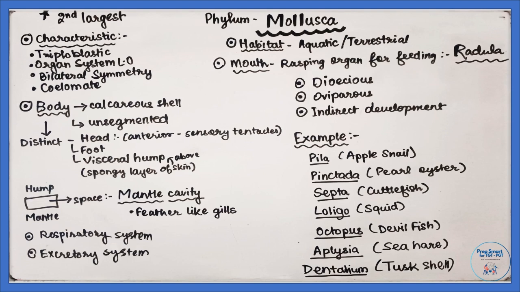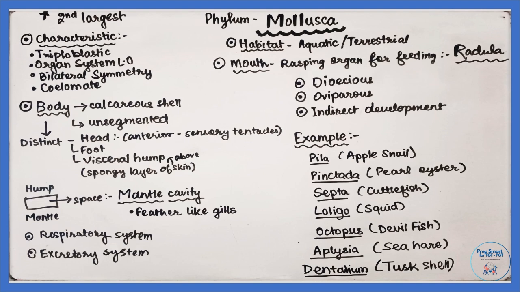Development is either direct or indirect. Some of the common examples of phylum Mollusca are Pila, that is apple snail, Sepia, cuttlefish, octopus, devilfish, edible oyster, that is Ostrea, ear shell, sea hare, sea lemon, grey slug, tusk shell, Dentalium. Economic importance: Molluscs like oysters, squid, and cuttlefish are used as food in many countries.